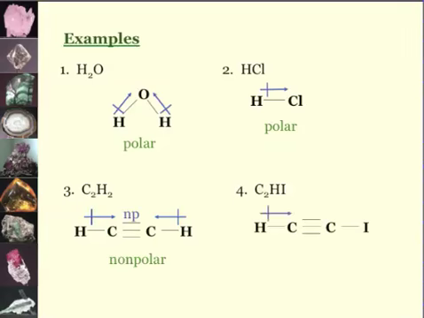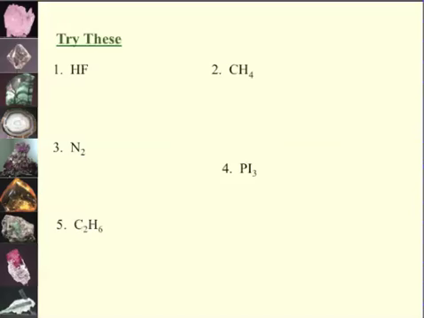Okay, if we look at this particular one, both vectors are pointing in the same direction. The middle one is a nonpolar bond, and because they're all pulling in one direction, we're going to have a polar molecule. Alright, so what I would like you to do now is to try these examples, okay, and we'll have the answers for you in the next video.